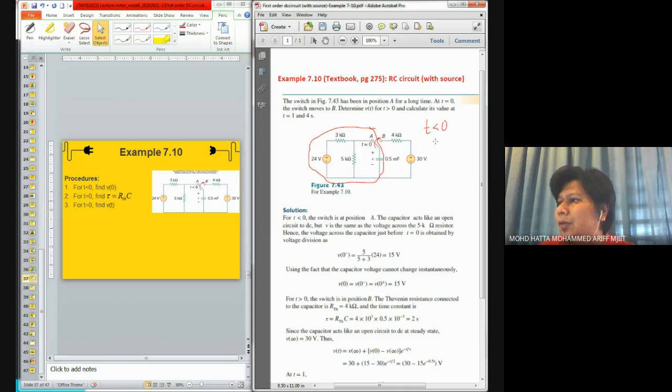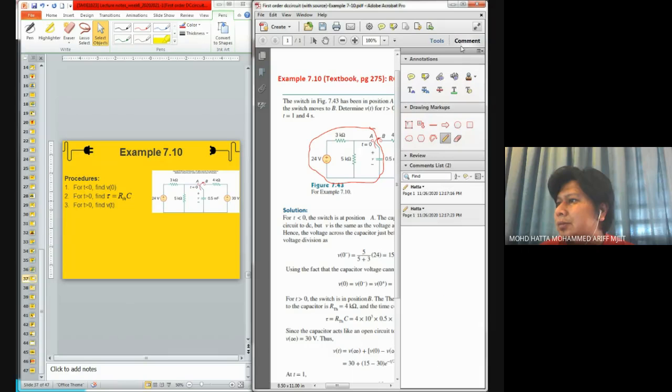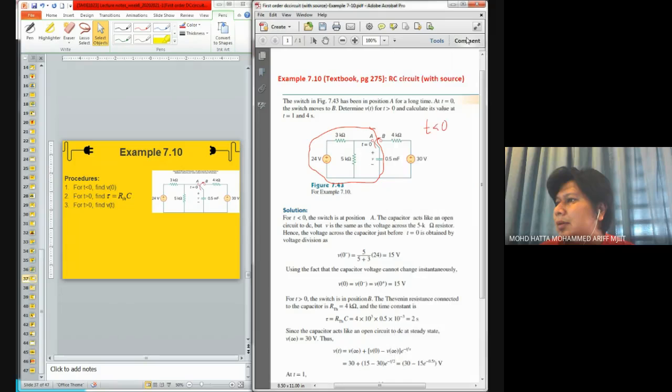How do I change the color over here? Can I change it? Tools, properties. Okay, here. Okay, if I consider t greater than 0, for t greater than 0, we should consider the circuit which looks like this. We have two types of circuit that we need to analyze.